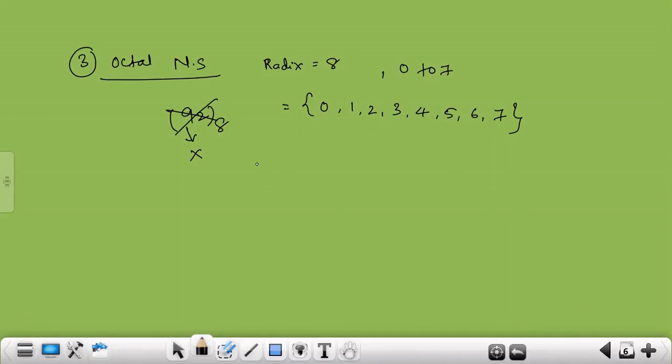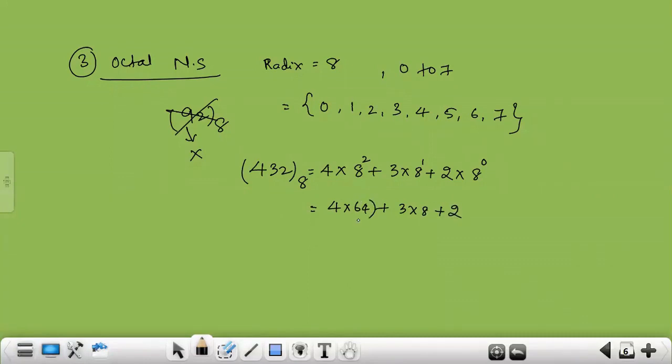So try to convert this particular thing, 432 with base 8. How should I write this one first? I have to write 4 into 8 square plus 3 into 8 plus 2 into 8. I have to start giving the powers from the LSB. So it is 8 power 0, 8 power 1, 8 power 2. So 4 into 8 square means 4 into 64 plus 3 into 8 plus 2.